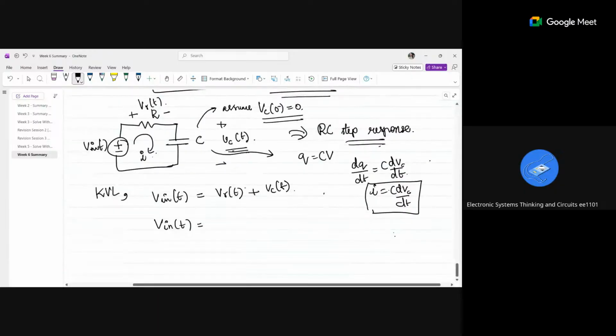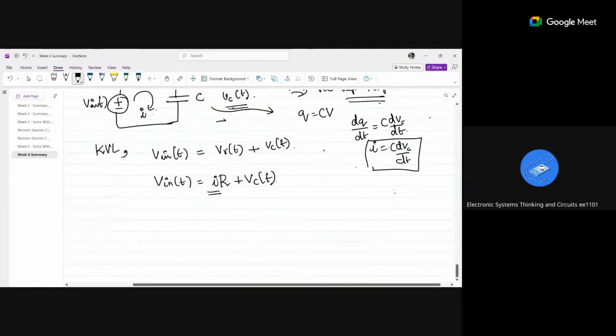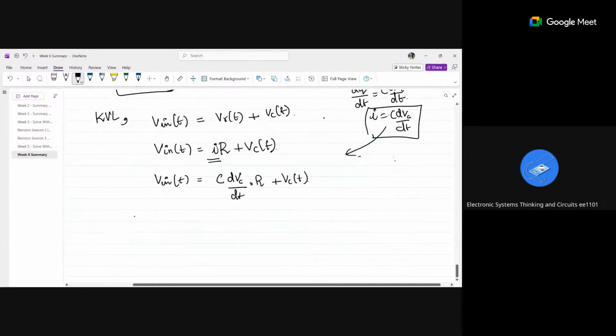The voltage across the resistor, we know Ohm's law, right? So I into R plus Vc of t. The I is the same current that flows through the resistor and capacitor. So instead of this I will apply this formula. So V in of t is equal to C dVc by dt into R plus Vc of t. Reformatting, RC dVc by dt plus Vc of t minus V in of t is equal to 0.